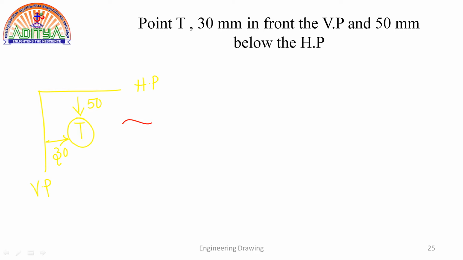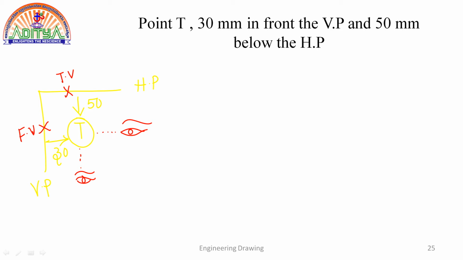If you are seeing this point T from the front, where is the front view projected? The front view is projected on the vertical plane, clear. Next, if you are seeing this point from the top, where is the top view projected? The top view is projected on the horizontal plane. The front view is projected on the vertical plane and the top view is projected on the horizontal plane.